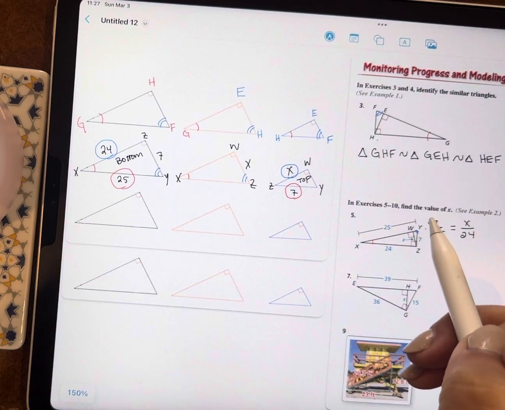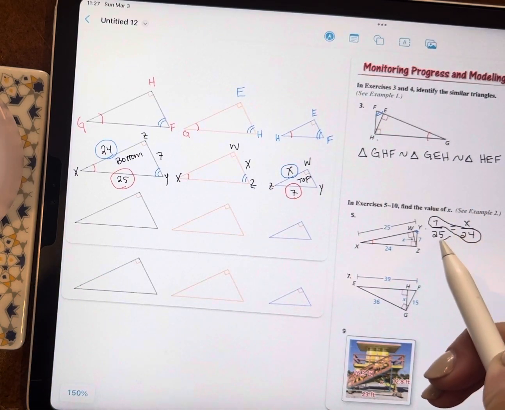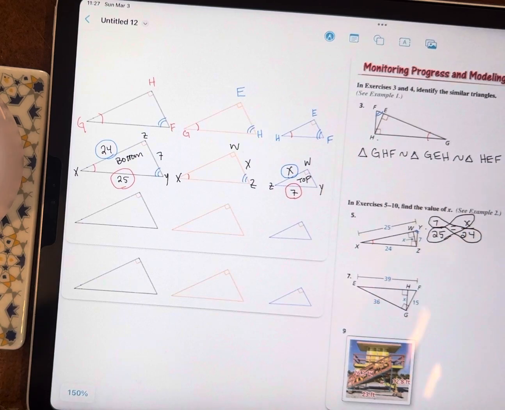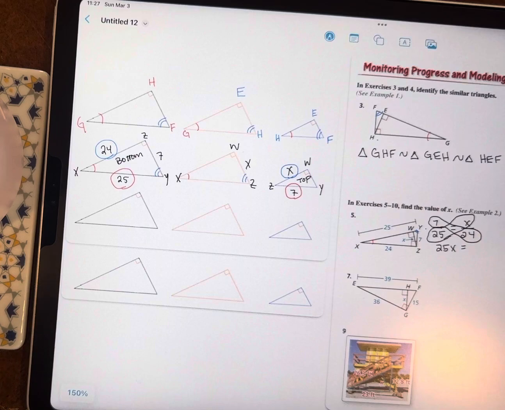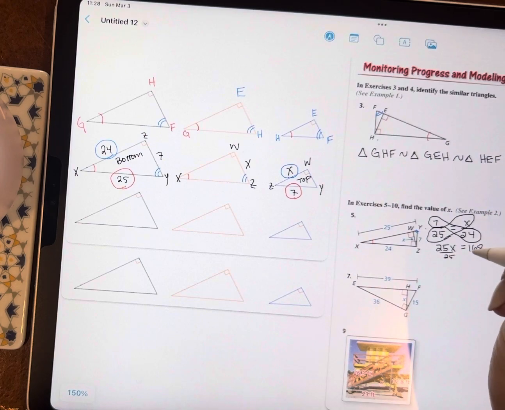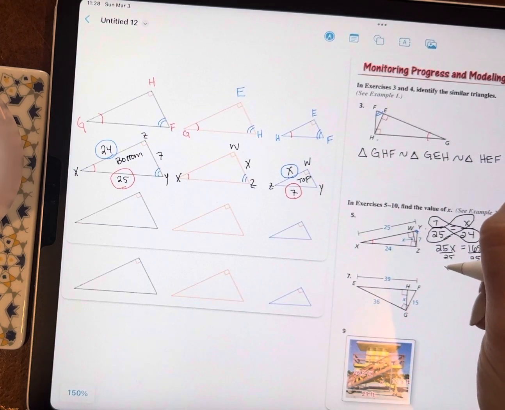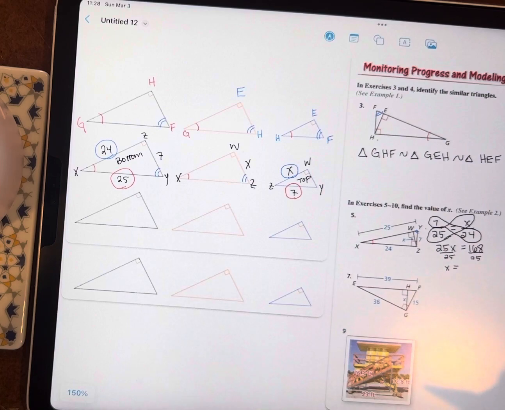So cross multiplying means I will multiply 7 by 24, set that equal to 25 by x. 25x equals 7 times 24, which is 168. Divide both sides by 25 to get, there's nothing in common. 25 only has 5s in it, and 168 does not have 5s in it. So 168 over 25.